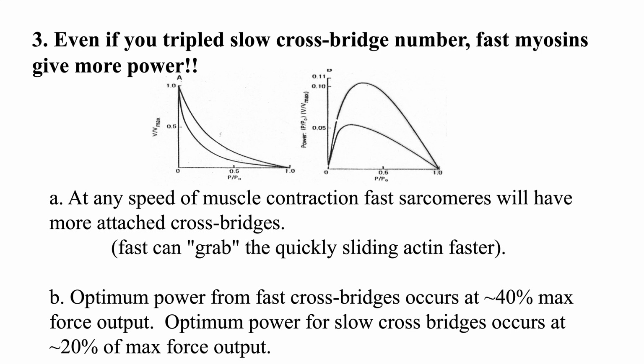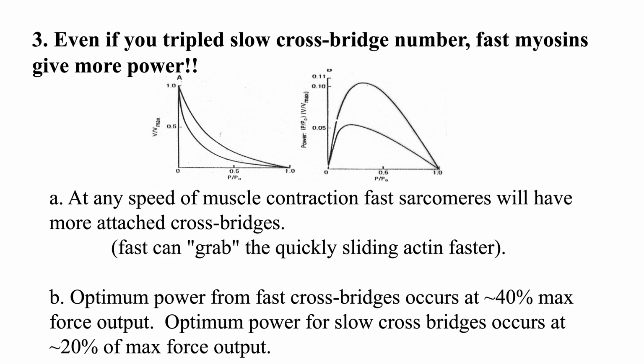It says even if you triple slow cross bridge numbers, fast myosins still give more power. And the reason being, it says at any speed of muscle contraction, fast sarcomeres will have more attached cross bridges. Fast can just grab quickly, sliding actin a lot faster than the slow myosins. You see the graph on the left is the force velocity, and the one on the right is the power curve. It says optimum power from a fast cross bridge occurs at 40% max force output. Optimum power for a slow cross bridge occurs at 20% of max force output. And that's what the power curves are showing right there.